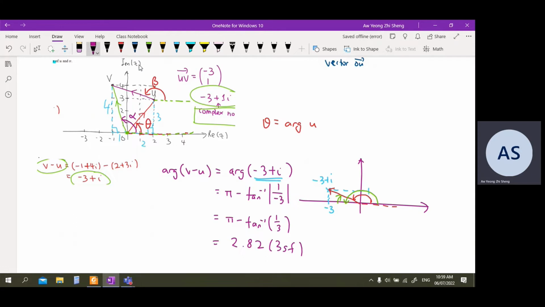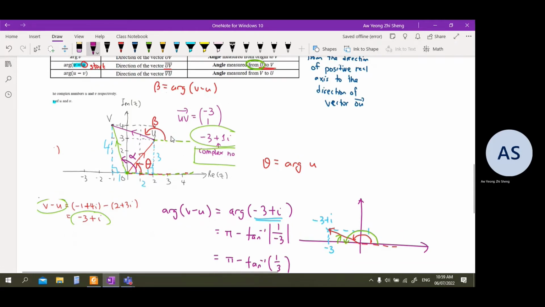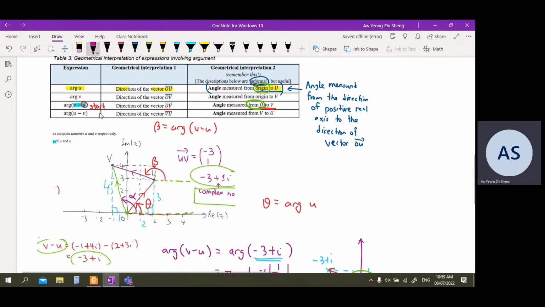Now, is it the same as the beta there on your diagram? According to table 3 on page 16, the argument of v minus u is simply the angle measured from u to v, which is labeled as beta on my diagram. Now, using my diagram, let's try to find this angle beta. Before that, I will make use of this right angle triangle that I'm coloring in dark blue here, and I'll call this very small angle gamma.